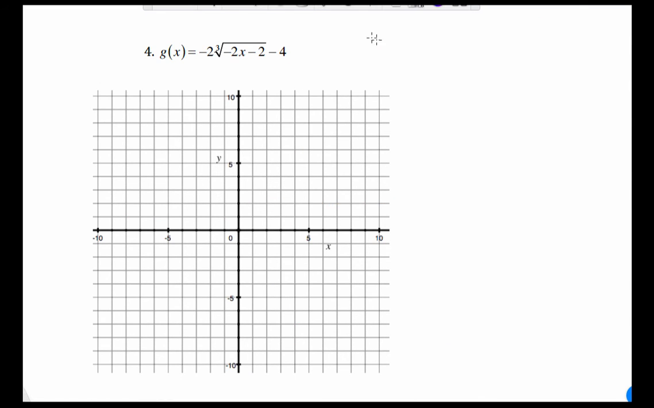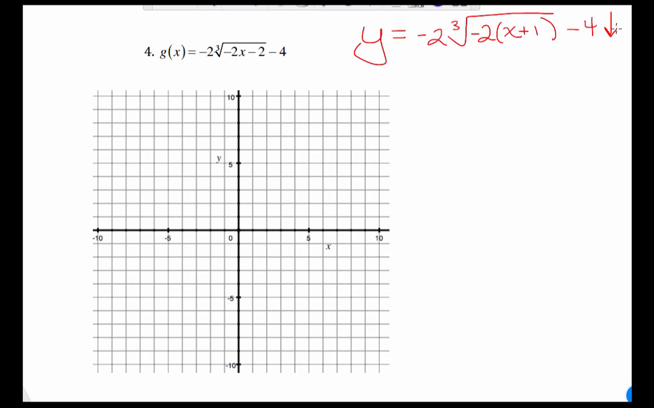Alrighty, let's go ahead and get this guy in the right format. Number 4, we're going to have to, on the inside of your function, factor that -2 off the x. And when you do that, you get x plus 1. And I'll just quick mental math that if I distribute that through, do I get -2x minus 2? And I do, so that's good.